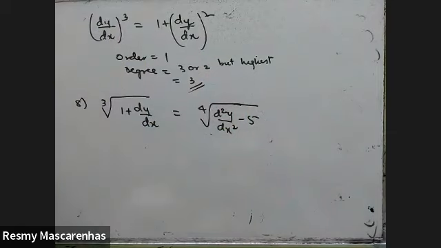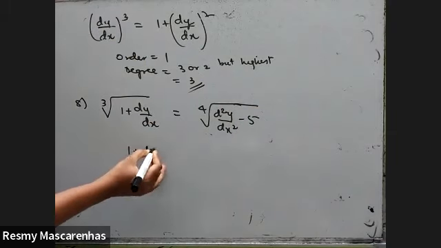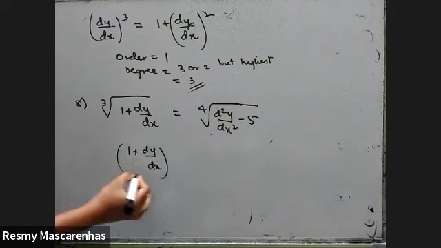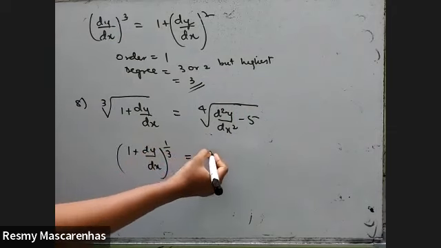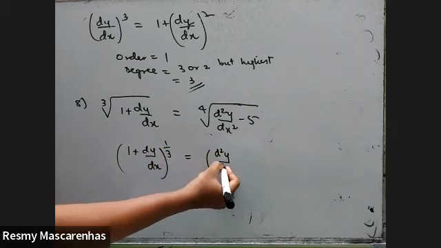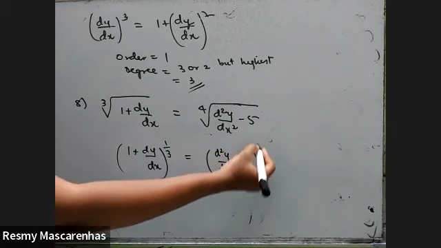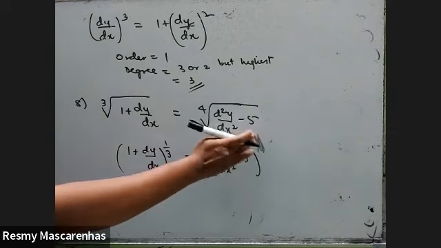One side is a cube root, the other side there is a fourth root of it. Now this cube root can also be written as what? 1 plus dy by dx, the whole thing raised to 1 by 3. Same way, d square y upon dx square raised to 1 by 4.